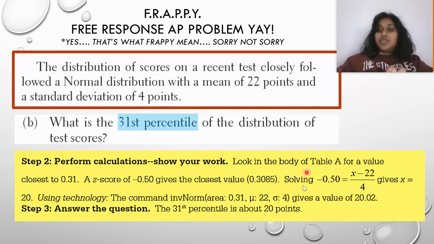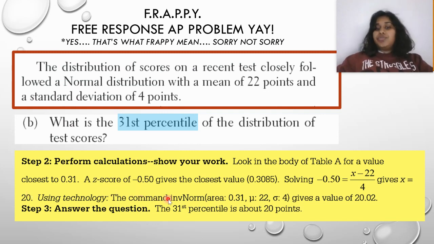If we plug that into our formula, where a z-score is equal to the observed minus the expected all over the standard deviation, then we can solve for an x value of 20. So we solved backwards to the raw score of 20 points on the exam.